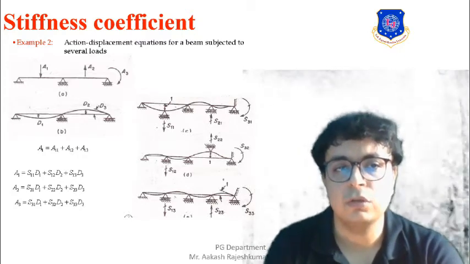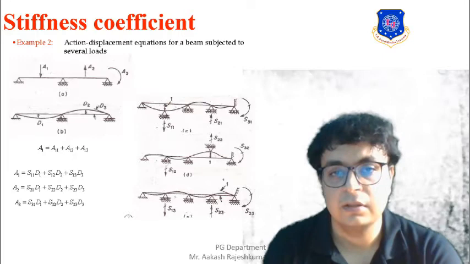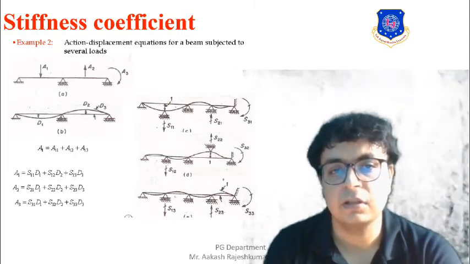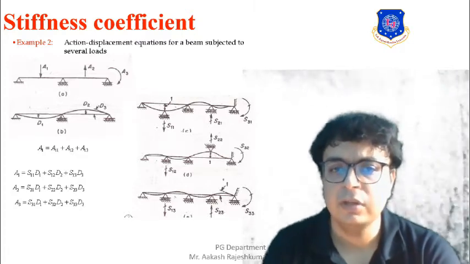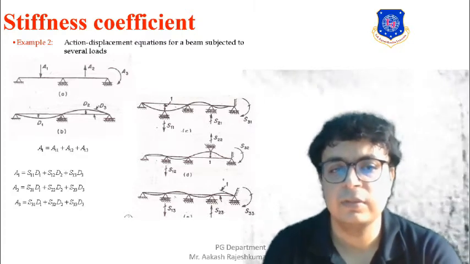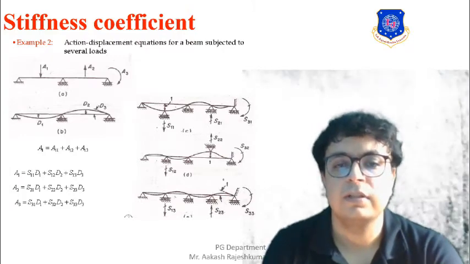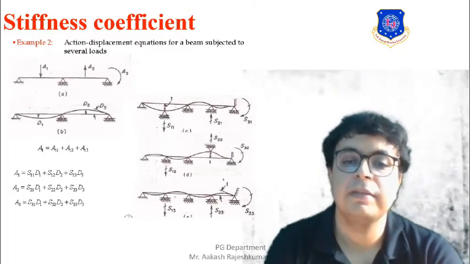So when unit load at A1 is applied, we will be having the displacement as S11, the displacement at 2 that is S21, and rotation at the third joint as S31. When we have the unit load at A2, at that time the displacement at 1 will be S12, the displacement at 2 will be S22, and rotation at 3 will be S32.